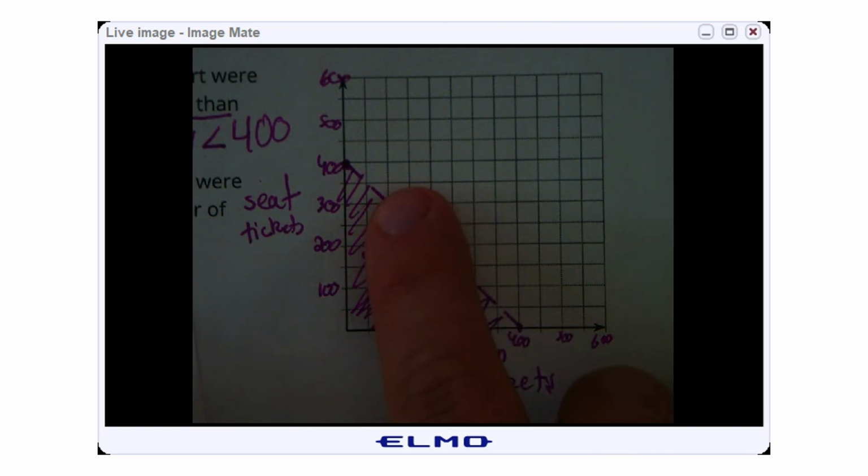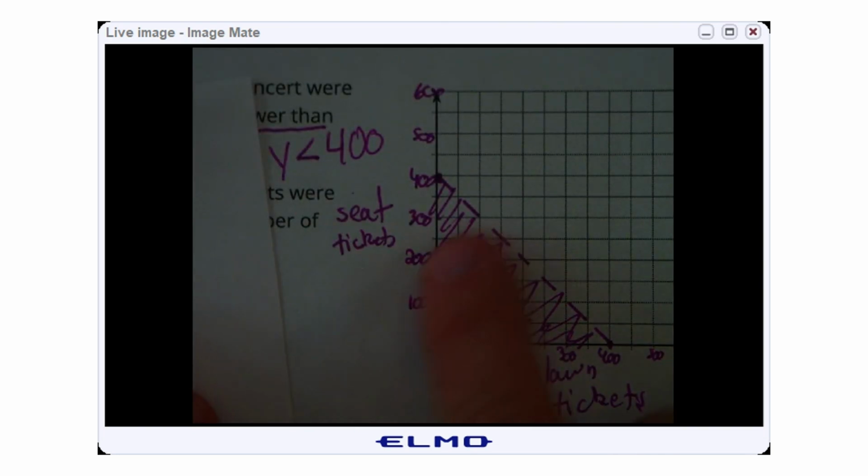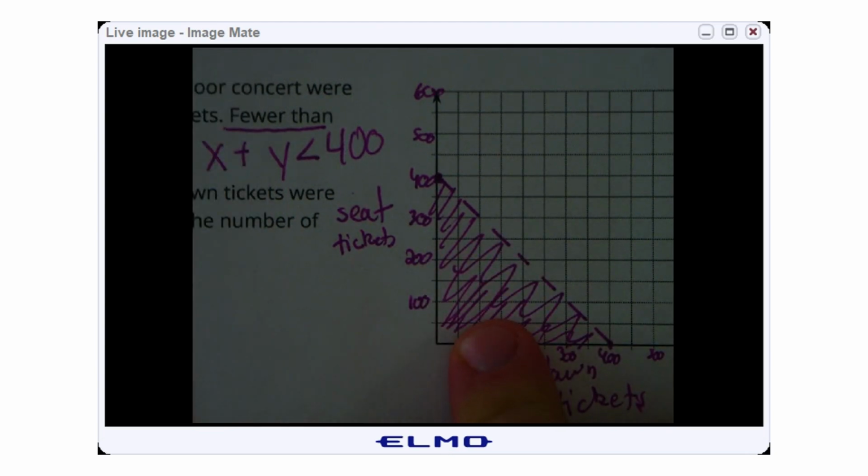I just connect these two with the dotted line because of this inequality sign. And I shaded underneath because that's what Desmos said, but also because that's where all the solutions are. That is where we have fewer than 400 seats.